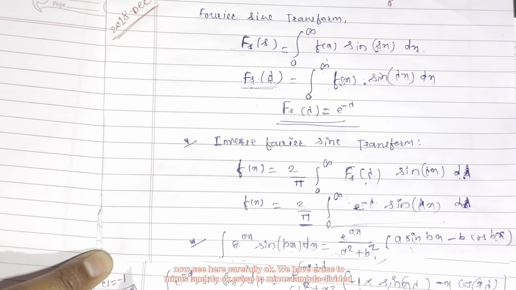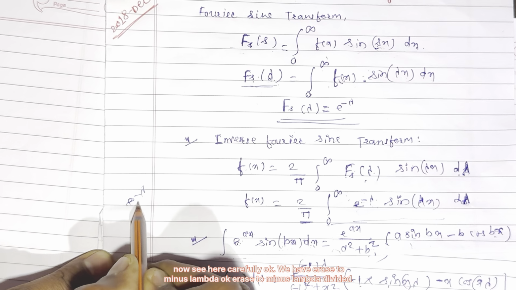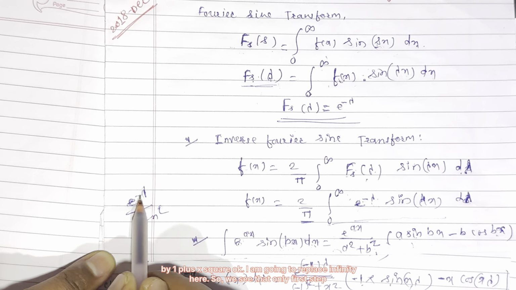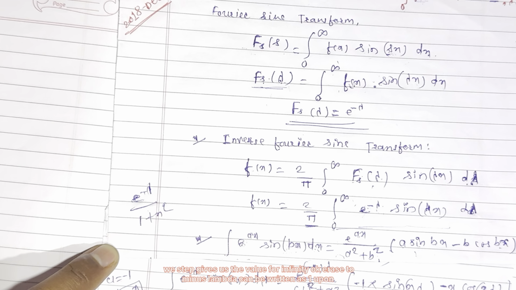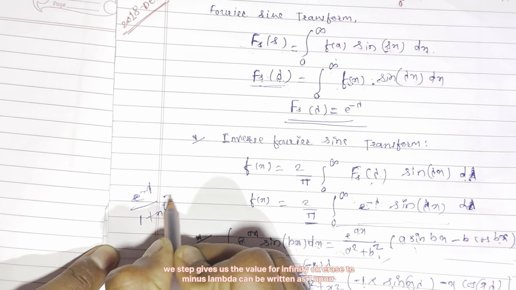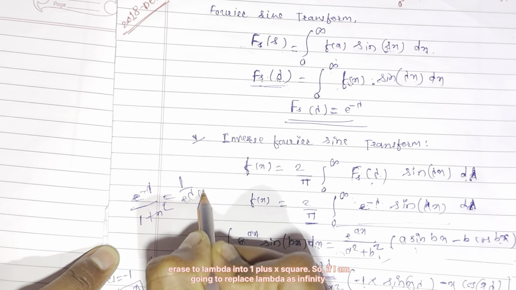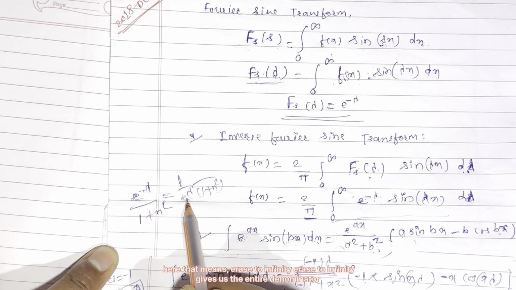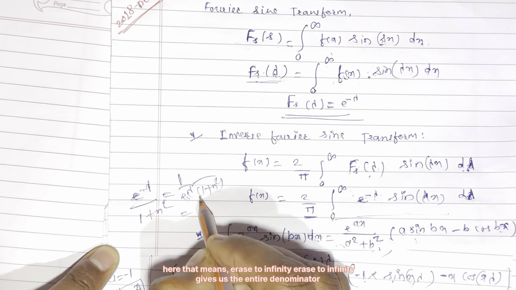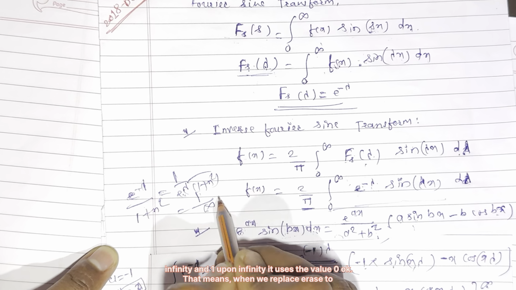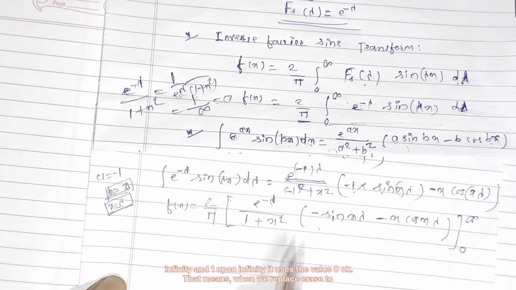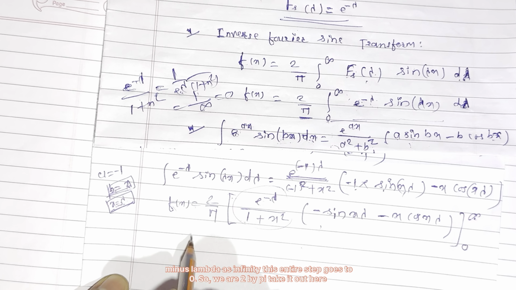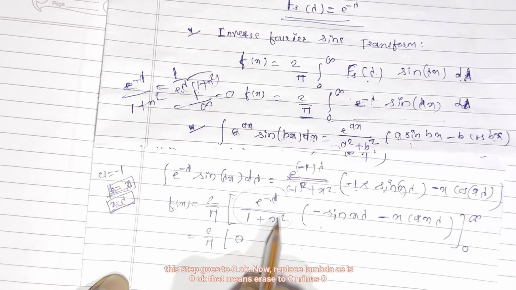Now see here carefully, we have e raised to minus lambda divided by 1 plus x square. I'm going to replace infinity here. So only the first step gives us the value for infinity. e raised to minus lambda can be written as 1 upon e raised to lambda into 1 plus x square. So if I replace lambda as infinity here, e raised to infinity gives us the entire denominator infinity, and 1 upon infinity gives us the value 0. That means when we replace lambda as infinity, this entire step goes to 0. So we have 2 by pi taken out here, and this step goes to 0.